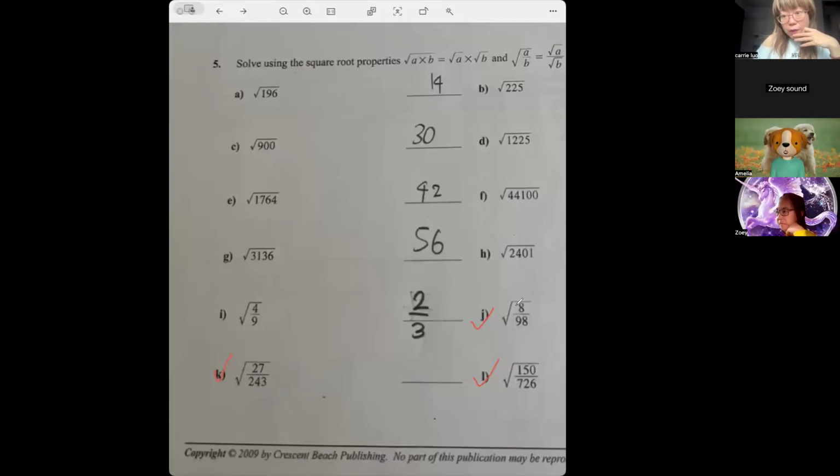Look at this question. 8 over 98, is it the simplest form or no? No. So when you see something not simplest, what did you do first? You have to simplify it. Yeah, good. So when we look at everything, the first thing is always simplify it. We need to simplify first. Okay, so Amelia, how about you simplify it first?